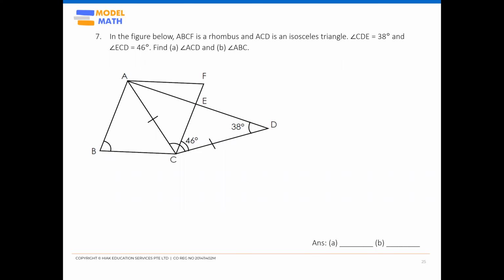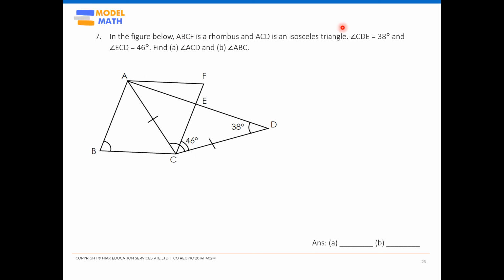In the figure below, ABCF is a rhombus and ACD is an isosceles triangle. So angle CD is 38 degrees and ECD is 46. So 46 is just this one, ECD. So you need to find angle ACD and angle ABC.